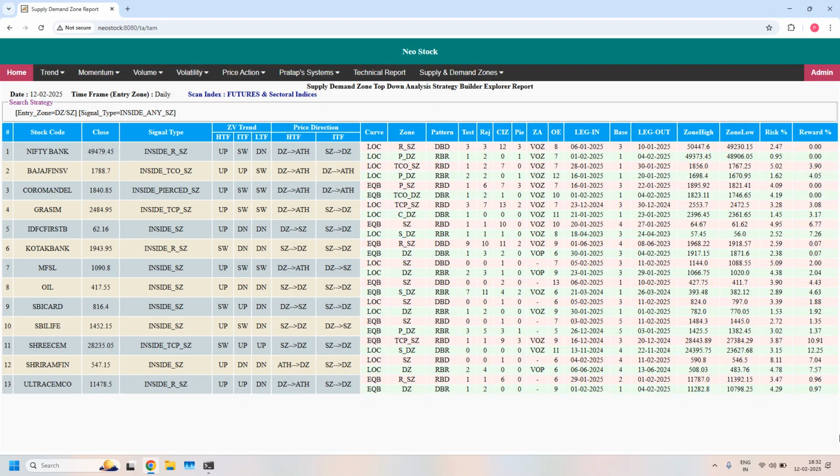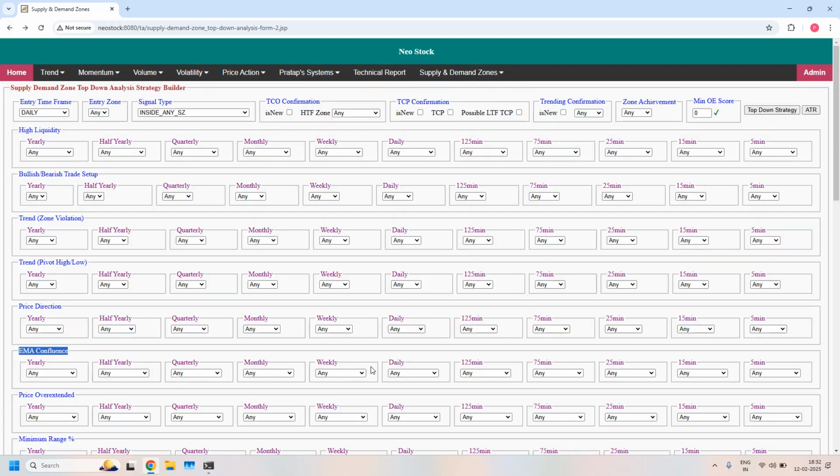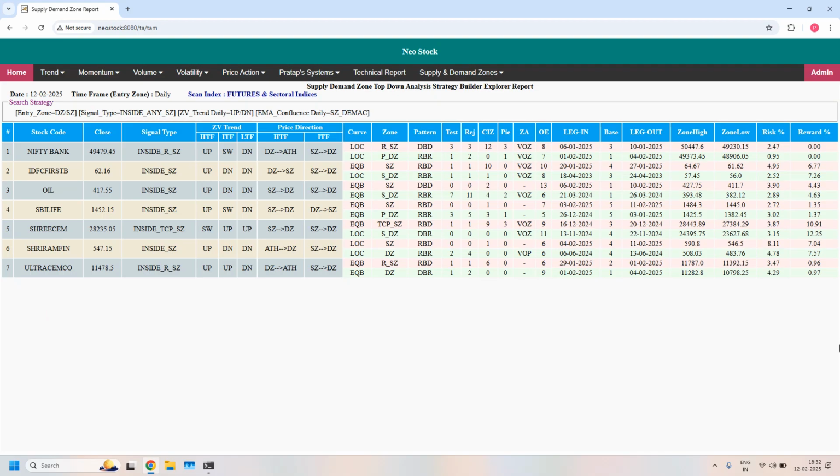So out of these 13, how many daily supply zones are having daily EMA confluence? Let us set that filter. At daily time frame, I am enabling the filter daily supply zone with daily EMA confluence. And trend on the daily time frame should not be sideways. It can be up or down. So with these filters, we got 7 stocks. And these 7 daily supply zones are having daily EMA confluence, and also current price closed inside the daily supply zone. So this is about the daily time frame.